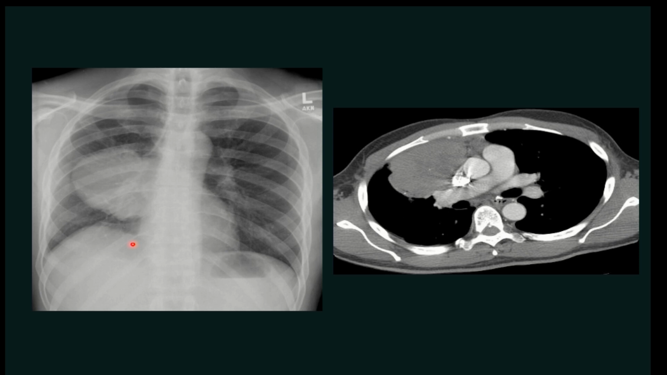It is not a hilar opacity. It is not a hilar pathology. So this opacity may be anterior, this may be posterior, we don't know, so we confirmed it. This was an anterior opacity, a large mass sitting here, which was anterior to the hilum.